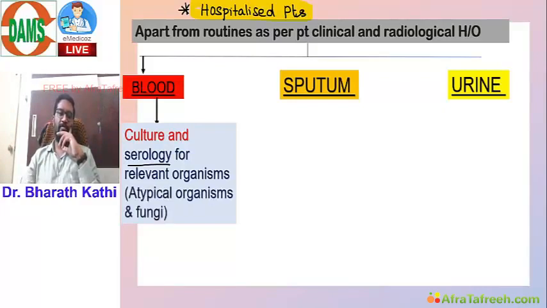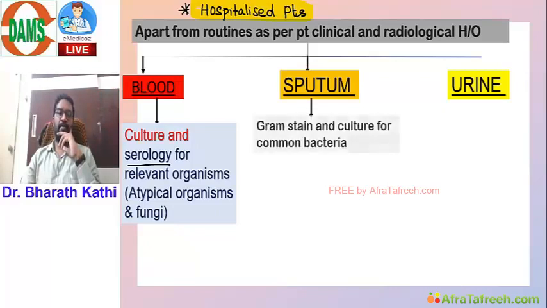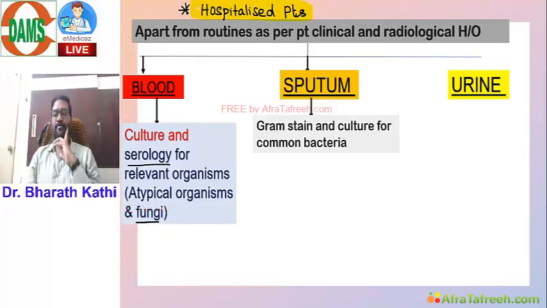Then coming to sputum, we have gram stain and culture for common bacteria. Again for fungus, especially aspergillus, we have serum galactomannan. So you can do galactomannan for diagnosis of aspergillus if you are unable to get sputum, or if you are unable to do bronchoscopy, especially in sick patients.